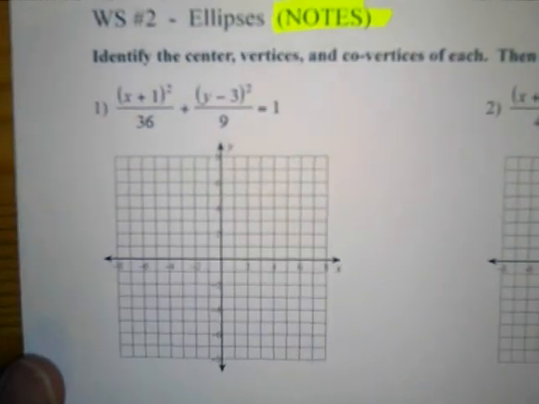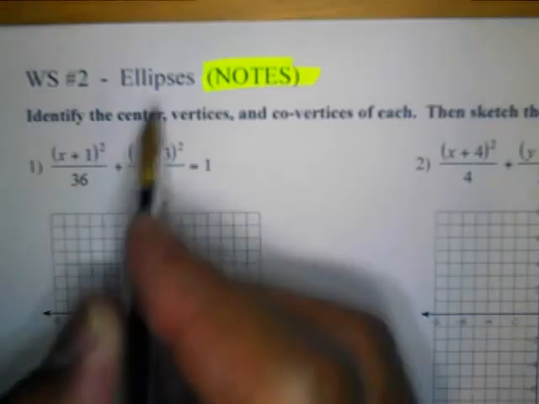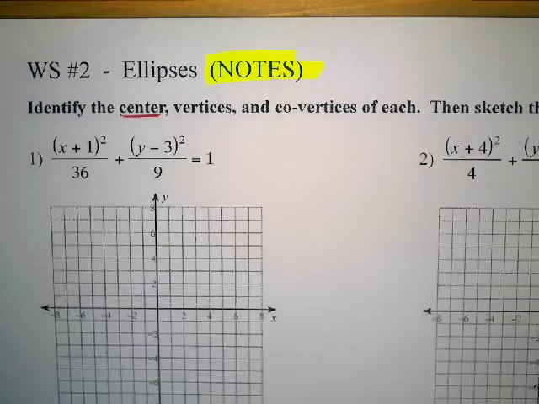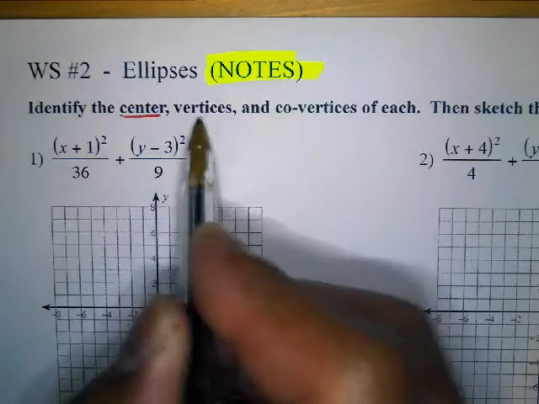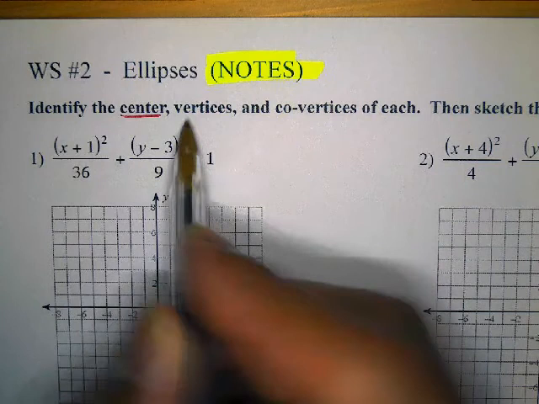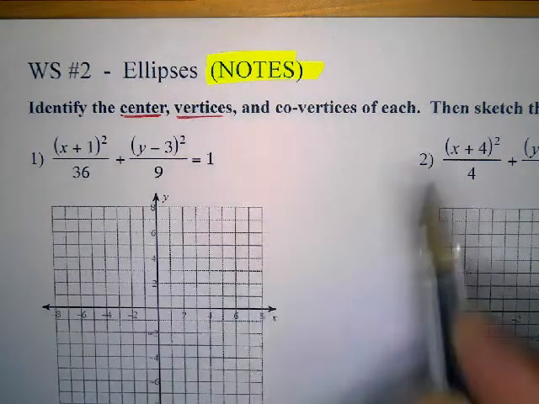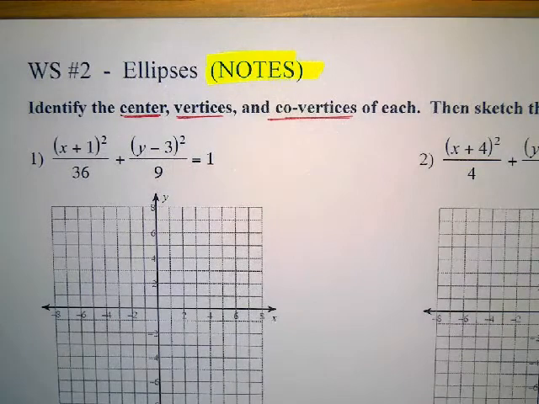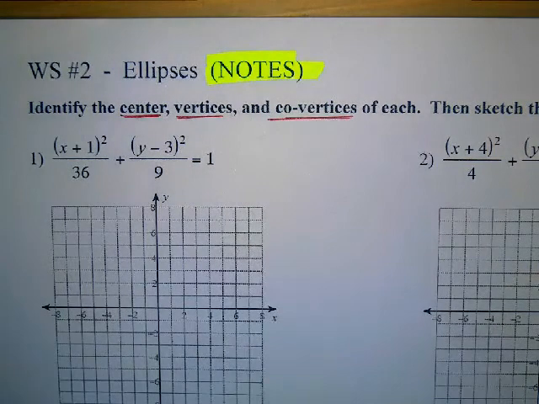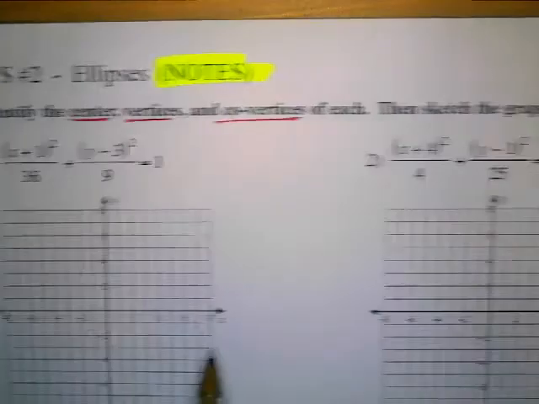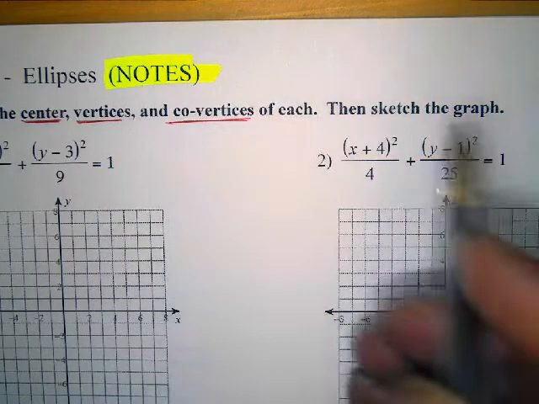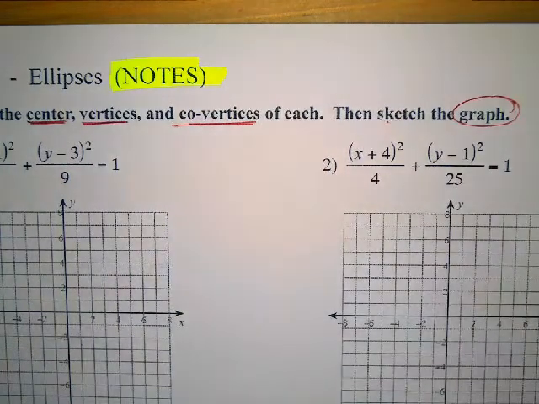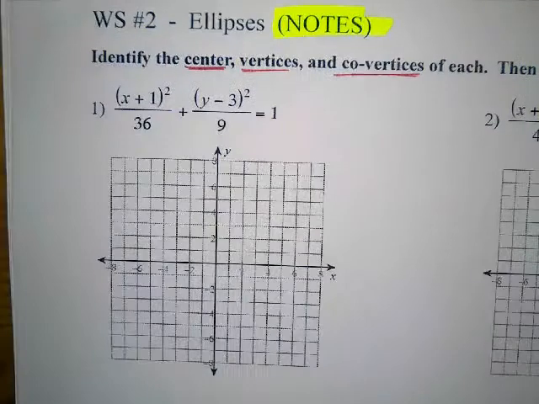Okay, let me focus on number 1. And it's asking you to do what? Well, you're going to identify the center. You're going to identify the vertices, which are the ones that are on the major axis. There's 2 of these. And then the other 2 that are on the minor axis are the co-vertices, like I explained in the first part of this video. It's all going to tie in together. And then finally, you'll probably be doing this all together, but you'll actually be sketching the graph and graphing it.